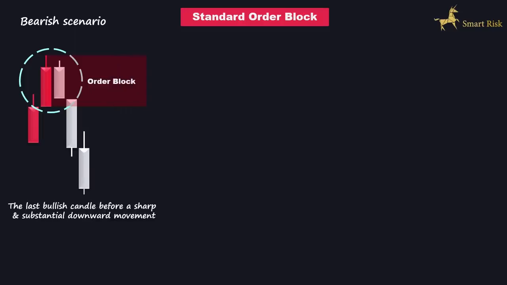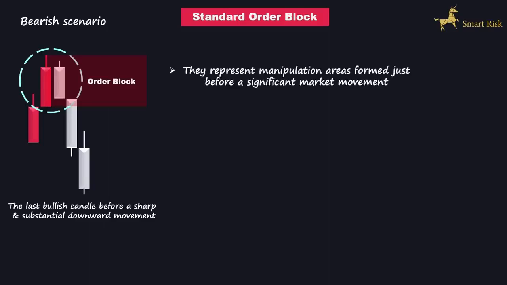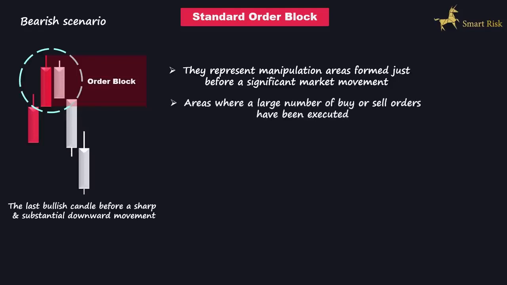The theory behind considering these zones as potential reversal areas is based on the belief that they represent manipulation areas formed just before a significant market movement. Traders view these zones as areas where a large number of buy or sell orders have been executed. Therefore, by using these zones in our trading strategy, we can potentially take advantage of the high probability of price reversal and change in direction when it reaches these areas.